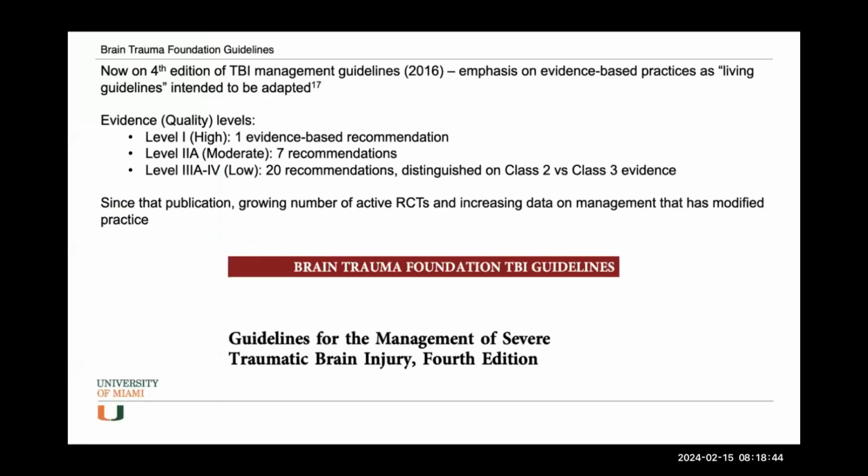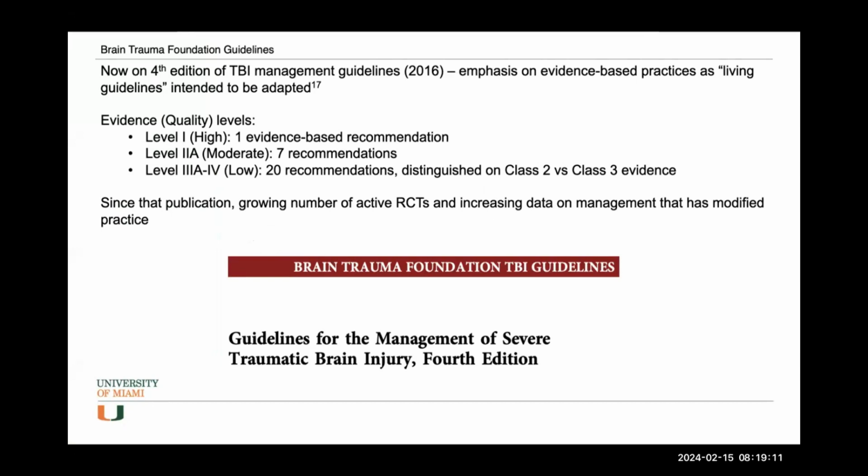Now, in 2016, the 4th edition of the TBI management guidelines came out. So the emphasis at the time was on evidence-based practices as a living guideline that was meant to be adapted. They had said at the time that there wasn't going to be a 5th set, and they looked at the quality levels of evidence and had a much higher level of stringency related to evidence-based recommendations.